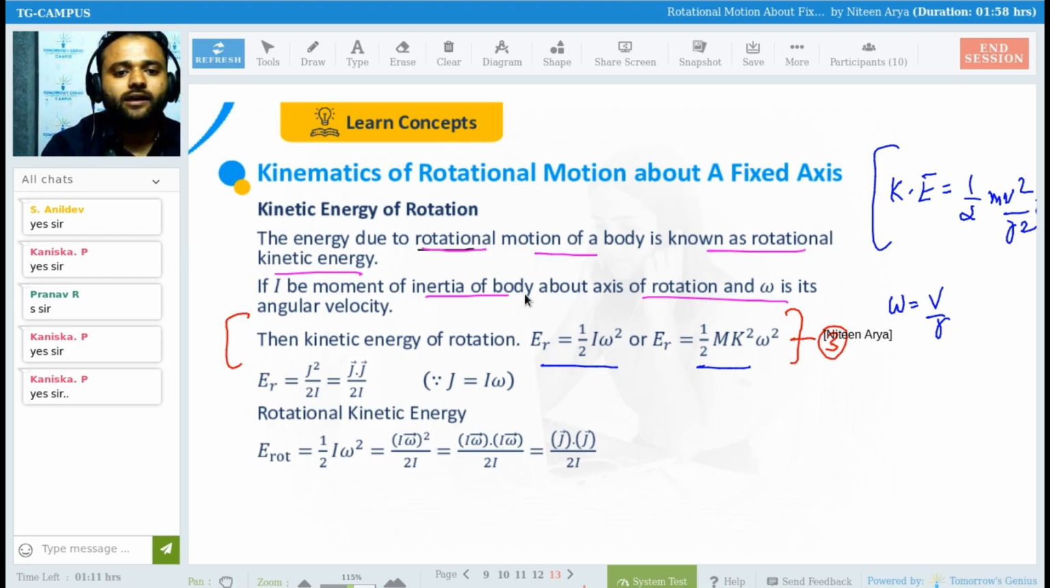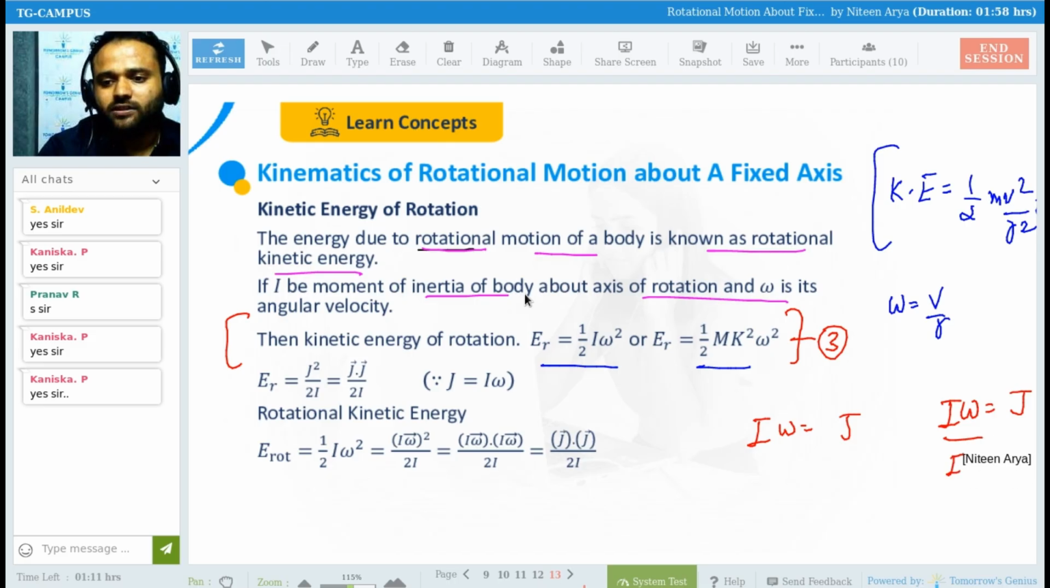I can put I omega as J also, because I omega is J. So I can write this as J square upon 2I. Why so? Because I omega is J, and if I do this, that is basically J square. So I can write J square by I also. So rotational energy can be written in different formats.